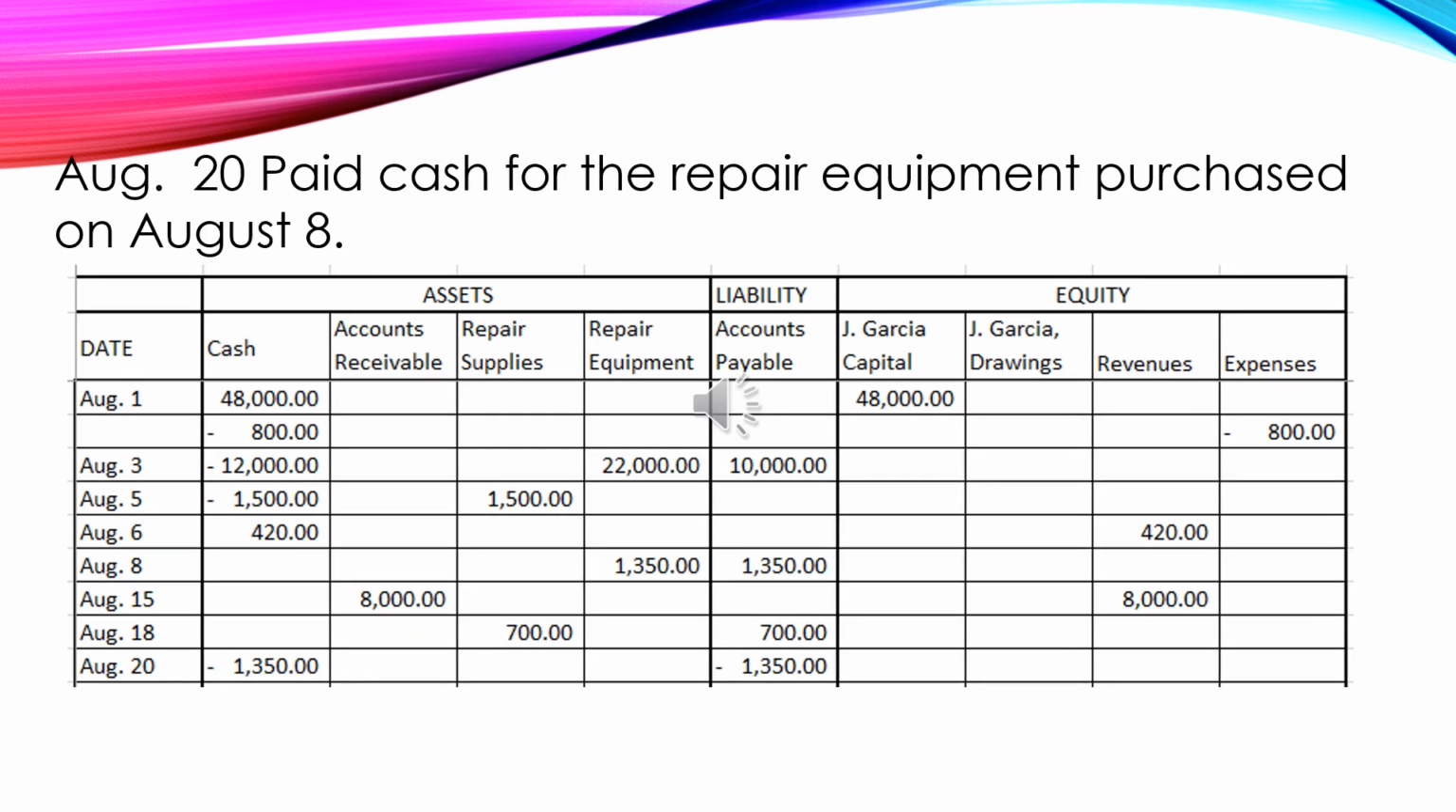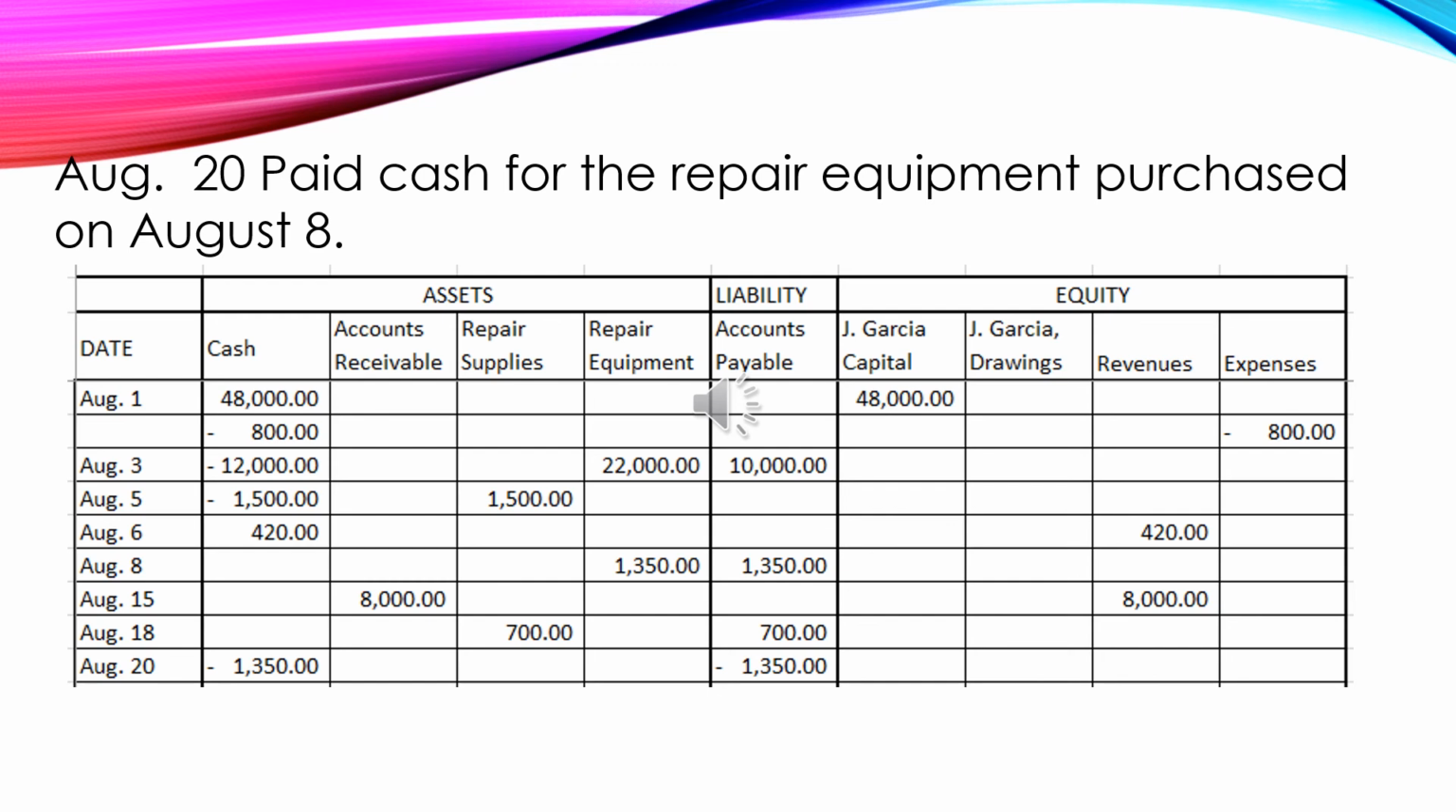For August 20, paid cash for the repair equipment purchased on August 8. So, makikita nyo dyan sa transaction ng August 8, meron dyan ng liability na 1,350 and an increase in repair equipment of 1,350. So, take note, pagdating ng August 20, hindi mo na kailangan mag-increase ng 1,350 sa repair equipment kasi recorded na yun yung repair equipment ng August 8.